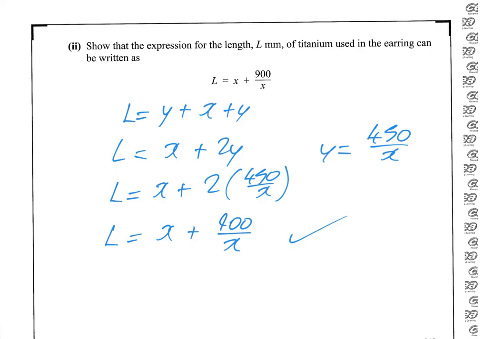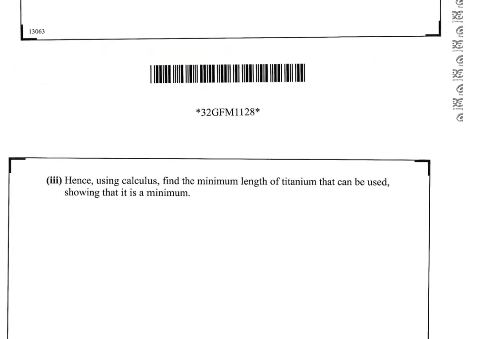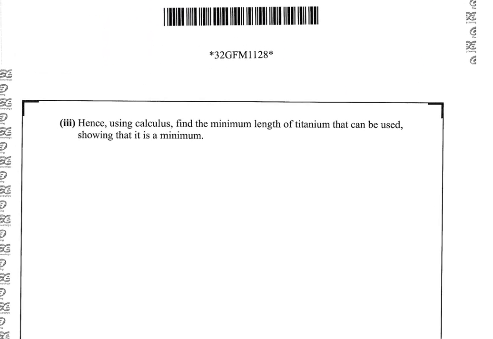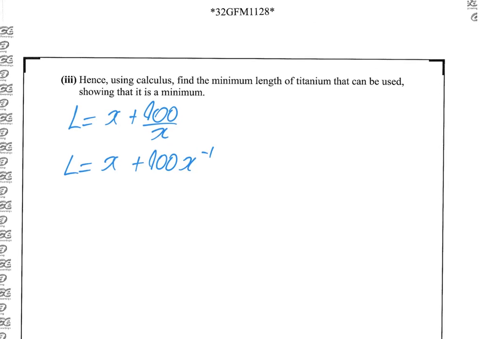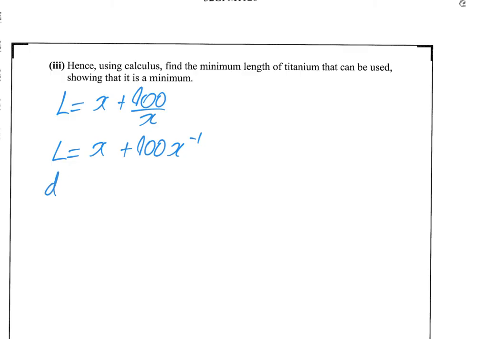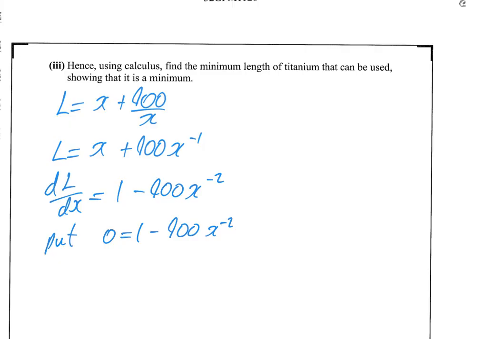Okay, I think we're on to our last bit of this exam. We are indeed. It says, hence, using calculus, find the minimum length of titanium that can be used, showing that it is minimum. So your L, remember, was equal to x plus 900 over x. Write that in index form. First of all, x plus 900 x to the minus 1. And then this is a differentiation maximum-minimum problem. You're going to differentiate this and you're going to get 1 minus 900 x to the minus 2. And then we're going to put that equal to 0. So put 0 equal to 1 minus 900 x to the minus 2, which means 900 x to the minus 2 is equal to 1.